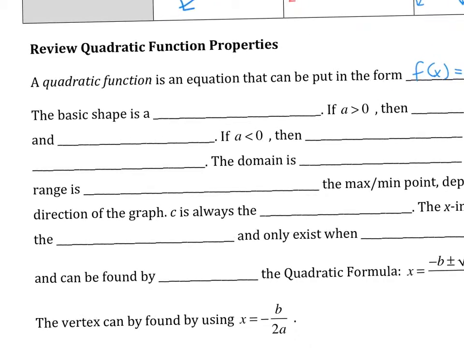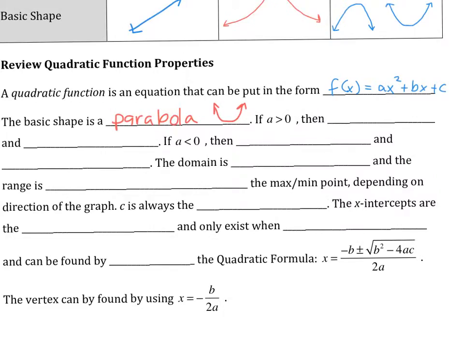Next, the basic shape is called a parabola. And a parabola basically looks like this. Notice it's not a perfect U, because the U tends to go vertical, up and down. This doesn't. It never goes vertical. There are no asymptotes. I always say that word wrong. It just keeps going out forever. It just goes up faster than it goes out.